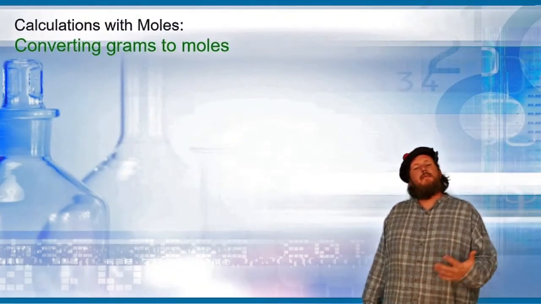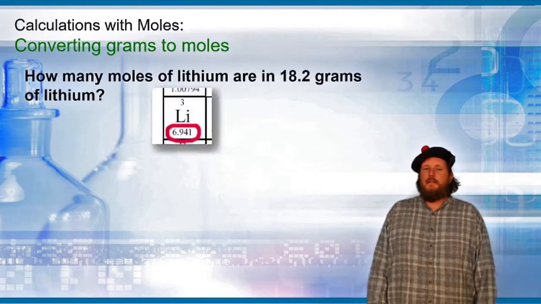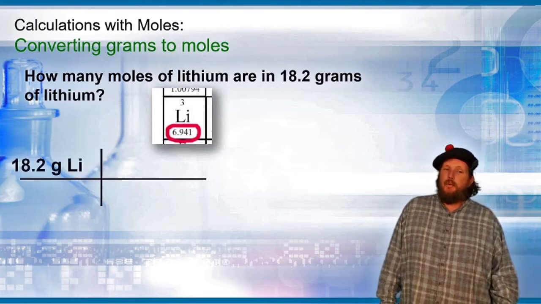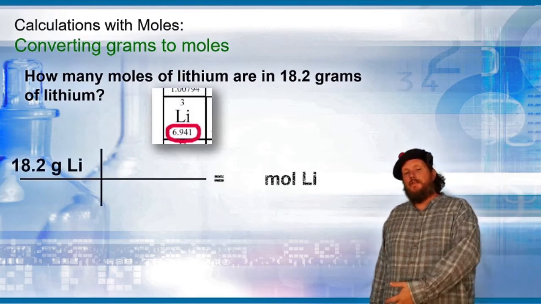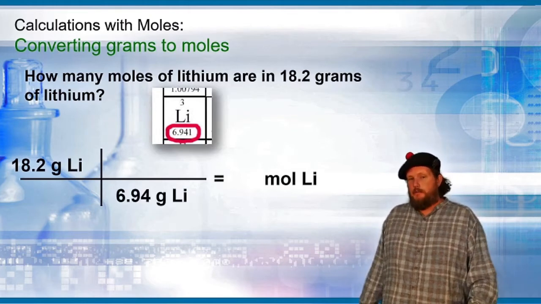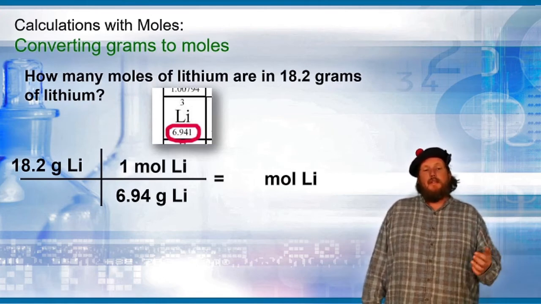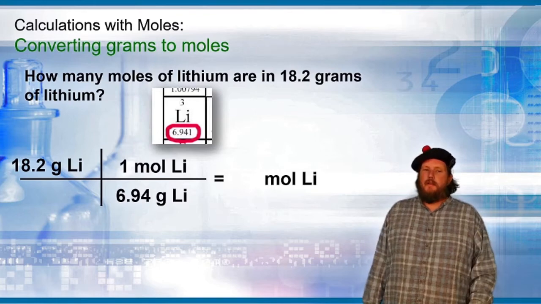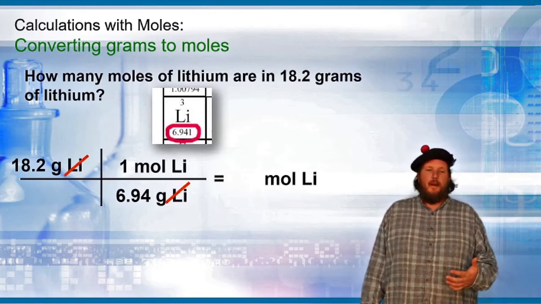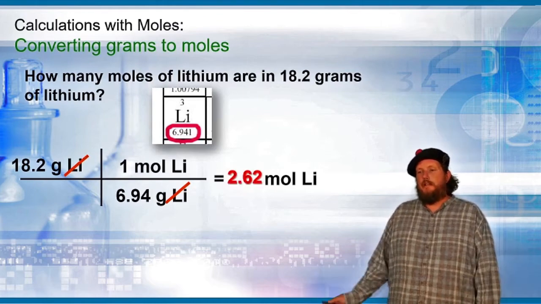So converting grams to moles, we're going to go the other way. How many moles of lithium are in 18.2 grams of lithium? So again, we need that formula mass. We start with 18.2 grams of lithium. We're trying to get to moles of lithium. So we're going to put the moles of lithium on top and the grams of lithium on bottom from that formula mass. So 18.2 grams lithium times 1 mole lithium divided by 6.94 grams of lithium gives us, our grams of lithium cancel out, 1 on top, 1 on bottom. We get 2.62 moles of lithium.